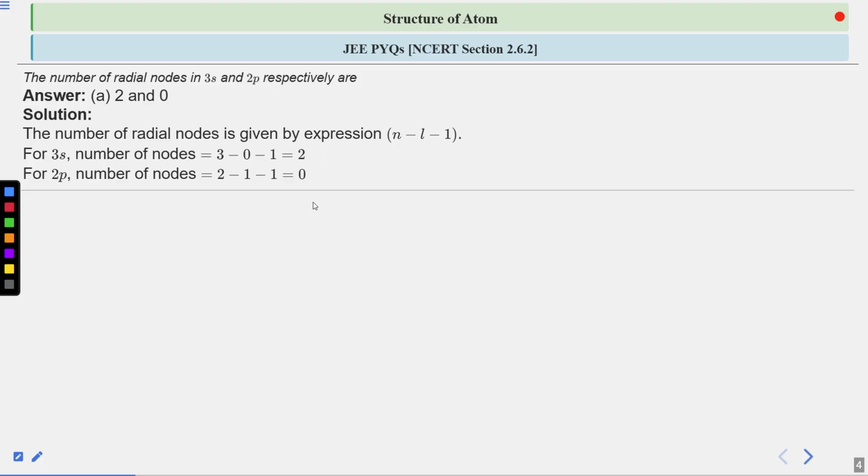What about the 2p? In the case of 2p, the number of nodes would be 2 minus 1 minus 1. Again, the same concept here also. We will take the second shell, therefore the n value will be 2. For the p subshell, the l value is 1. And if you do the calculation, you will get your answer as 0. I hope this is clear to all of you. Moving on to the next question.